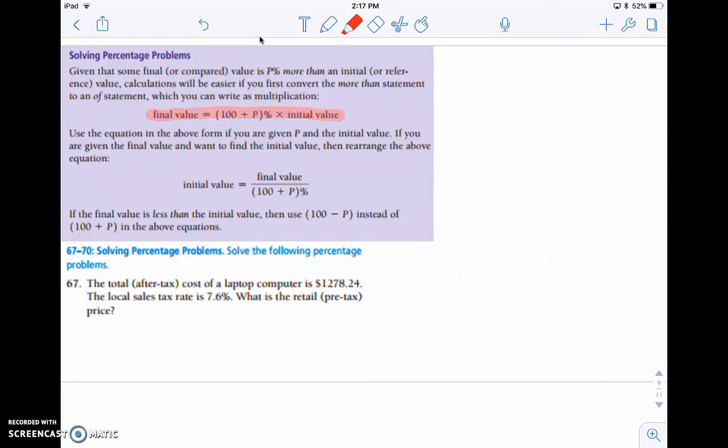And so these two formulas you see here, they really are the same. The second formula is just solving for initial value by dividing by 100 plus p percent. And again, remember, if we're using something less than, it's decreasing, then we're going to use 1 minus p percent. So let's do some examples just to get an idea as to how these percentage problems are going to work for us.